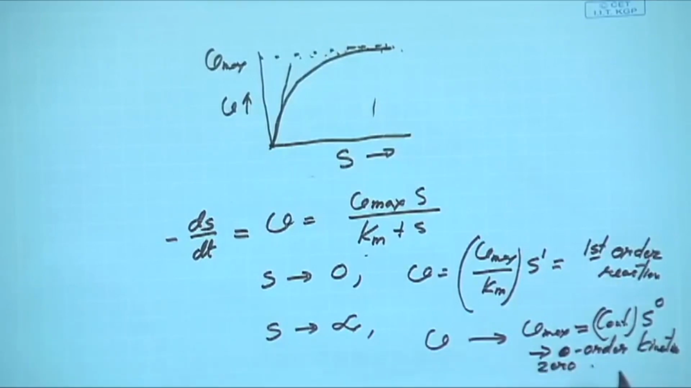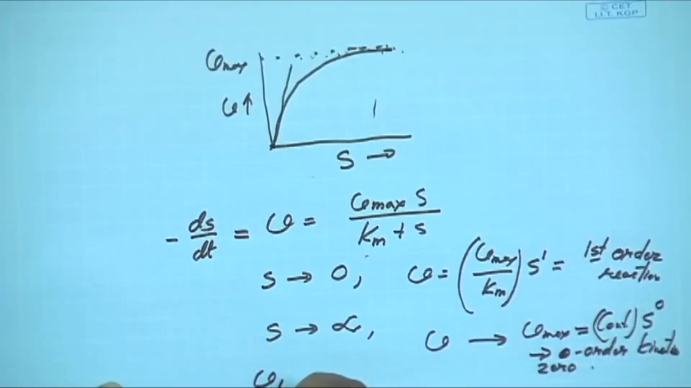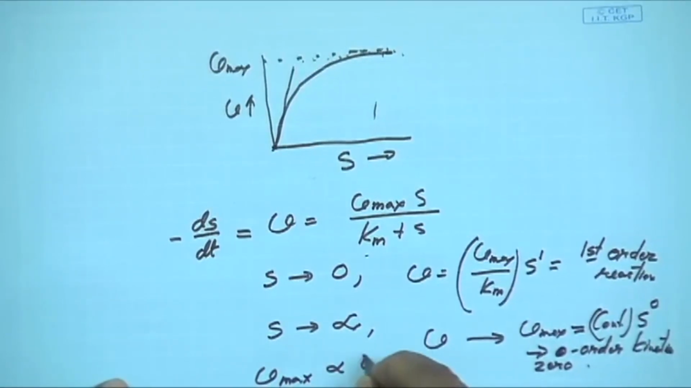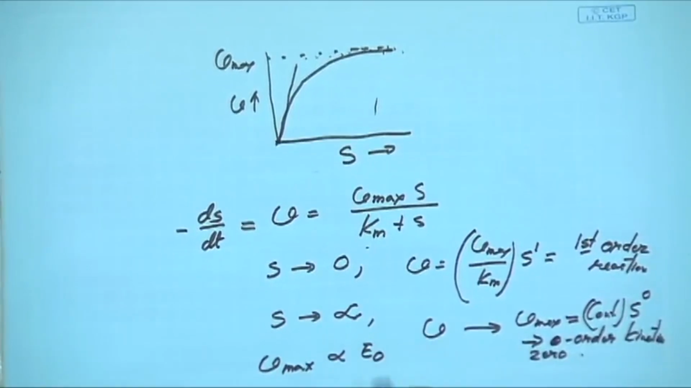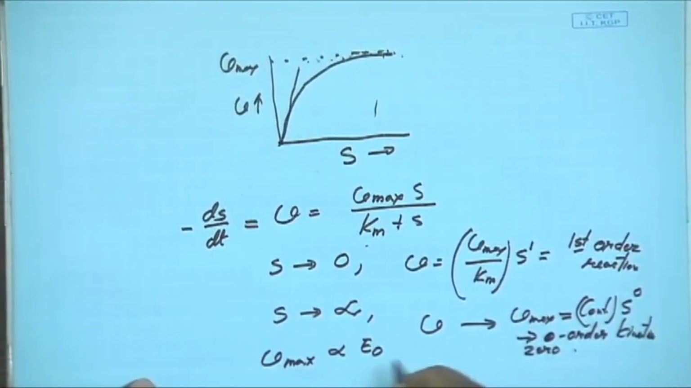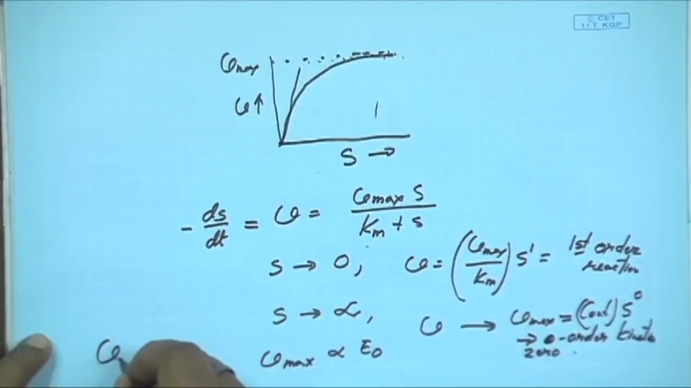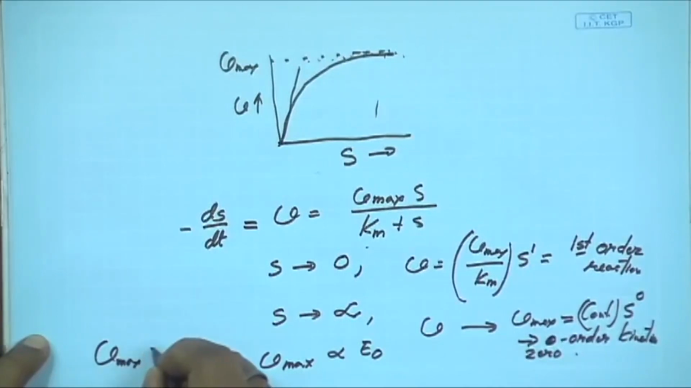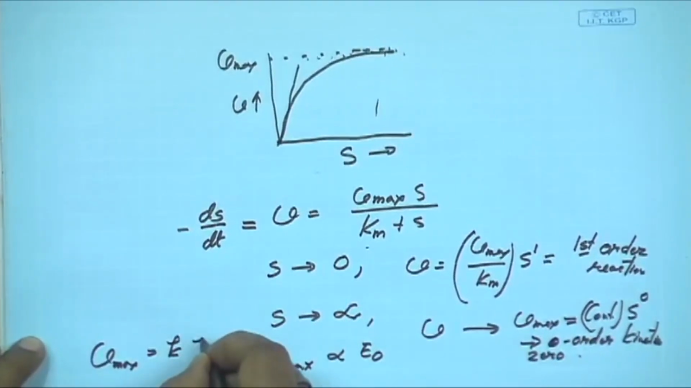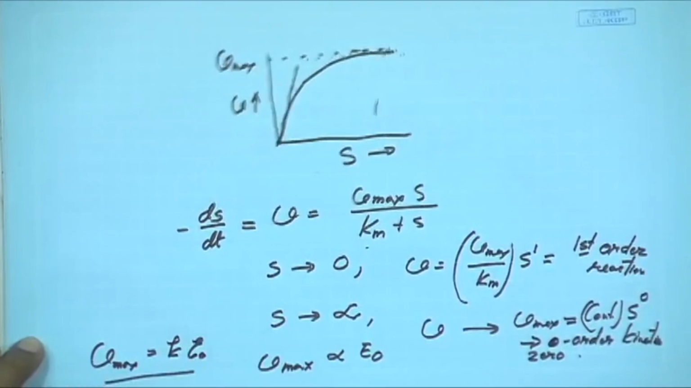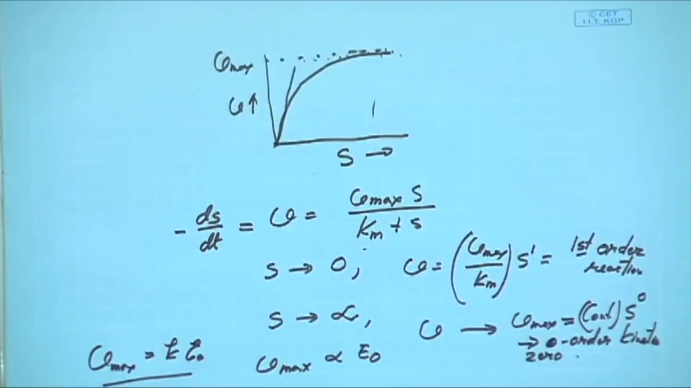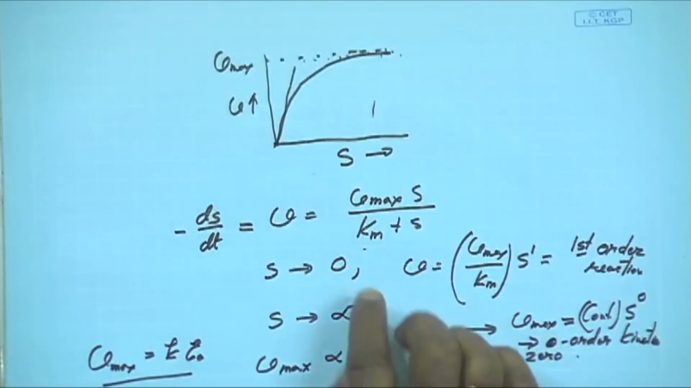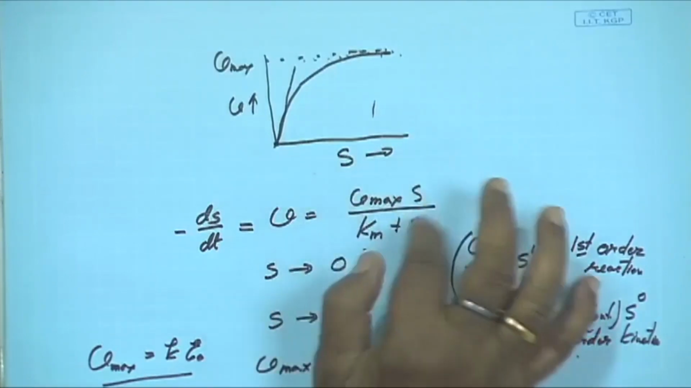Okay. Now another thing that we have, the Vmax is proportional to the free enzyme concentration. So that is why Vmax will be equal to K into E0. So three assumptions we have for this Michaelis-Menten. On the basis of that, they proposed this equation.